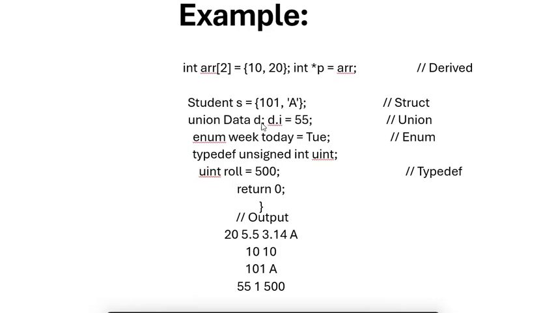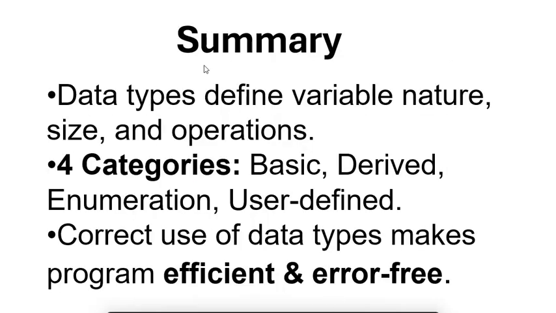Here union data, that is 55. You can see Tuesday. I have told you Monday will be 0 and Tuesday will be 1. That's why I got the output as 1 for Tuesday. And uint roll number is equal to 500. It will be stored in the output. This is the detailed explanation about data types in C with an example.